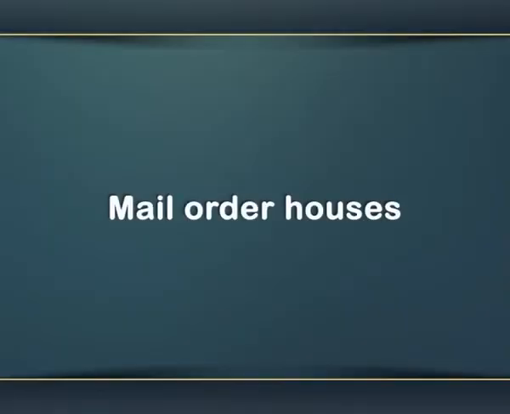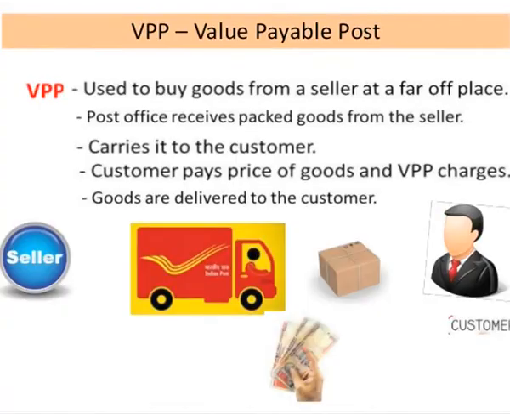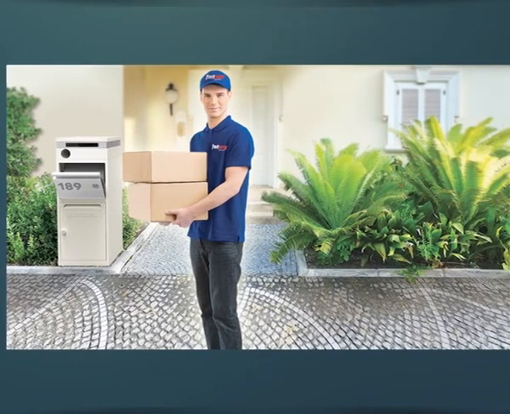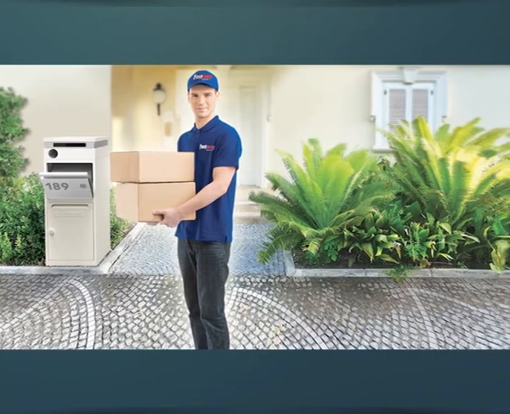Mail order houses receive orders for their product from the public through post, and goods are also dispatched through post. It is usually known as shopping by post. Orders are received either by registered post or value payable post (VPP). The seller advertises in newspapers, magazines, etc. Form orders are also attached with such advertisements.